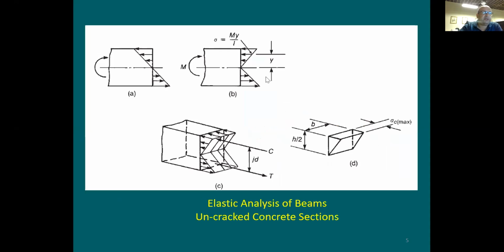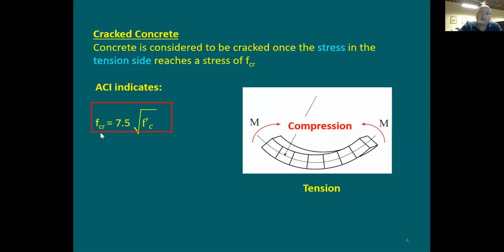Here's the stress distribution. If the beam is still uncracked, what does it mean by uncracked? It means the tensile stress at the bottom is going to be lower than FCR. Again, what is FCR? FCR is going to be a stress limit. It's going to be a value. So for example, we say this FCR is going to be equal to 400 PSI.